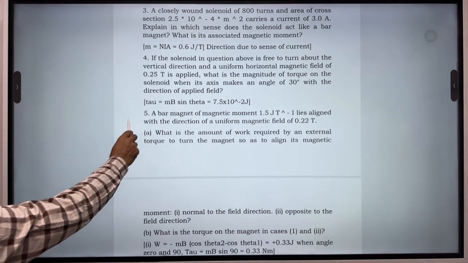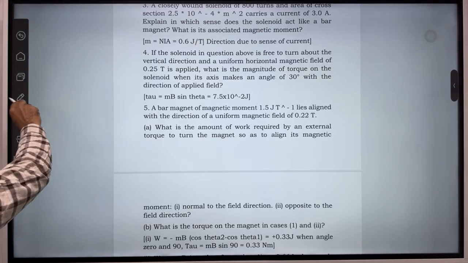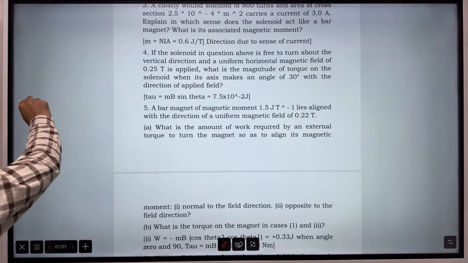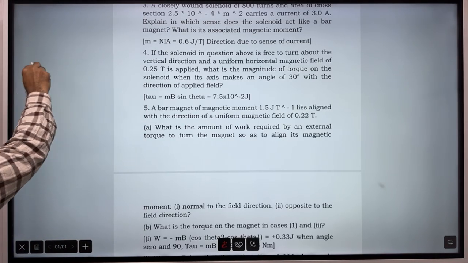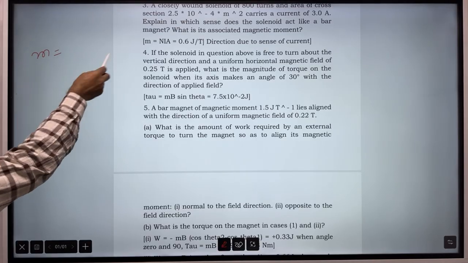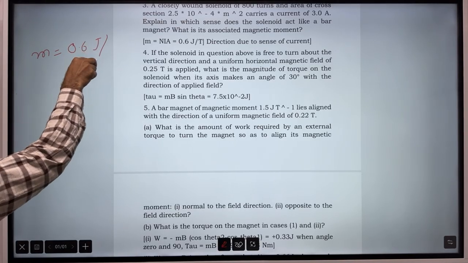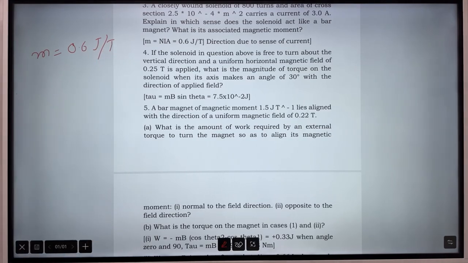Question number 4 says, if the solenoid in question above is free to turn about the vertical direction and a uniform horizontal magnetic field of 0.25 Tesla is applied. So in the above case we are considering, it means we have to take the same M as we have got in the first case. So in the first case, if we evaluate, we would get M equal to 0.6 joule per Tesla.